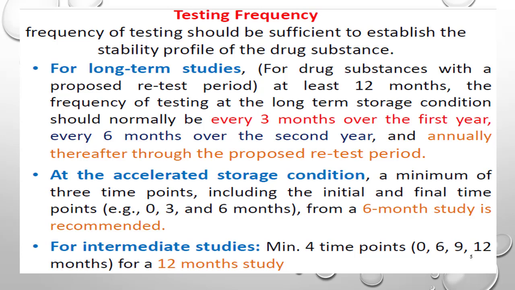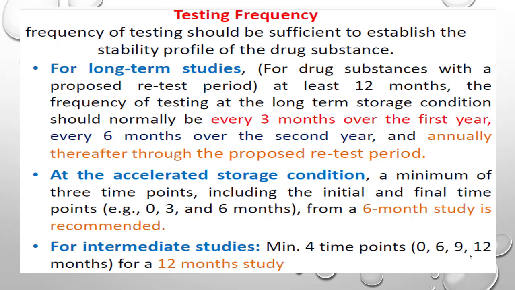When we are going for the accelerated storage condition, a minimum of 3 time points, that means 3 times, including the initial and the final time. Suppose we are going for a 6-month study. So first we need to start with 0, 3 and 6. That is called 3 points.